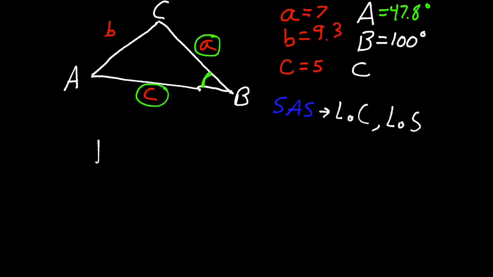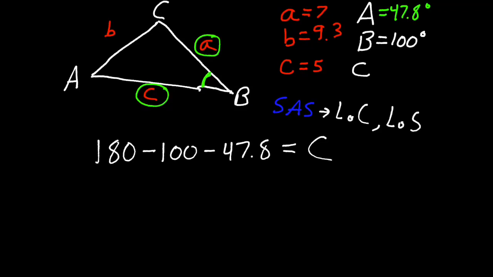So let's take away the ones that we know. 180 minus 100 minus 47.8. And this is going to give us C. And C, as it turns out, is approximately 32.2. I know that the subtraction gives us exactly 32.2, but since we had to round with 47.8, this one's going to be approximate as well. The only one we know for certain was B.